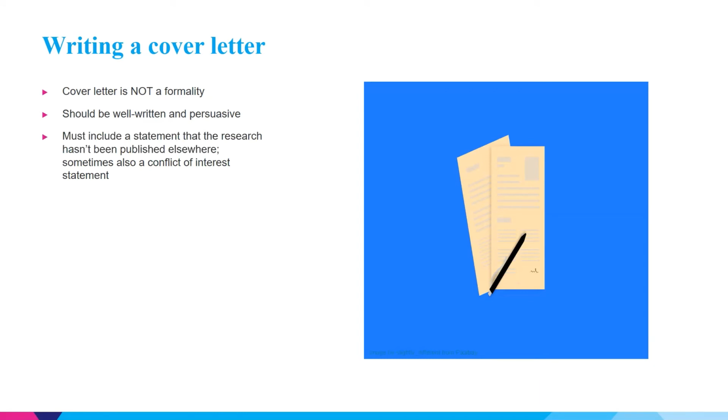It should always include a statement that the research hasn't been published elsewhere and is not in consideration somewhere, so in the process of being published. Sometimes you'll also have to include a conflict of interest statement.